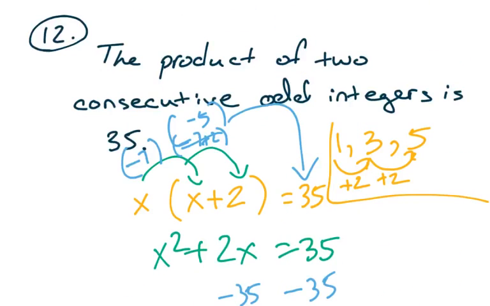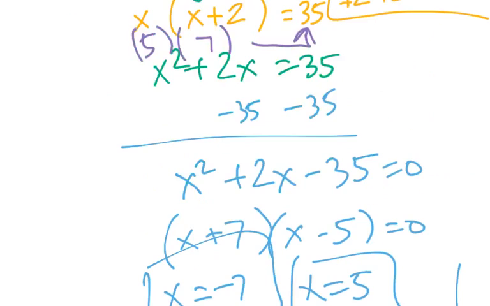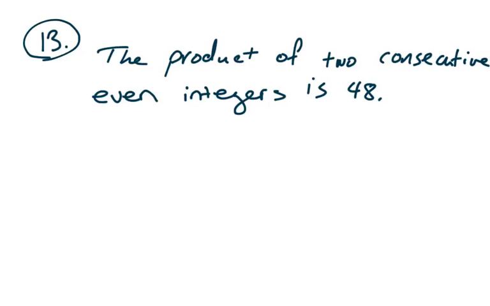However, if we say x is 5, this would be 5, this would be 7, and 5 times 7 is 35. So the answer to this is there's actually two pairs. It's -7 and -5 that give me 35, but it's also 5 and 7. So beware of that. There are actually two different pairs, and you probably will see this on the test as an answer choice. The answer is not -7 and 5, which is what a lot of people will say. So watch yourself, be careful with that.